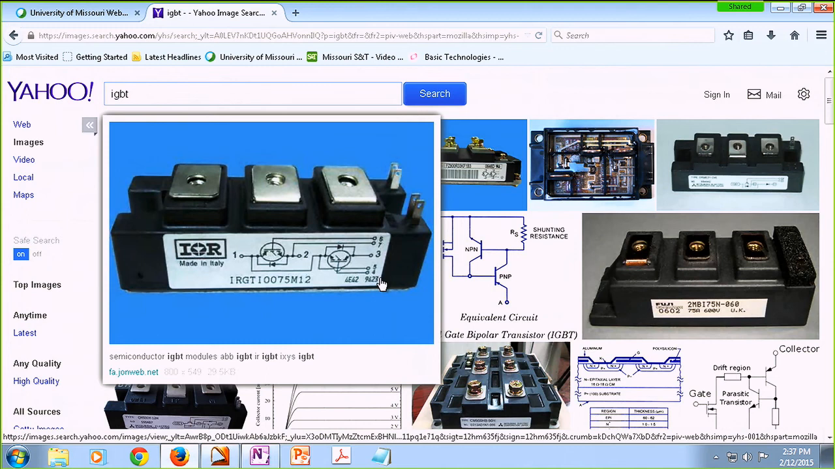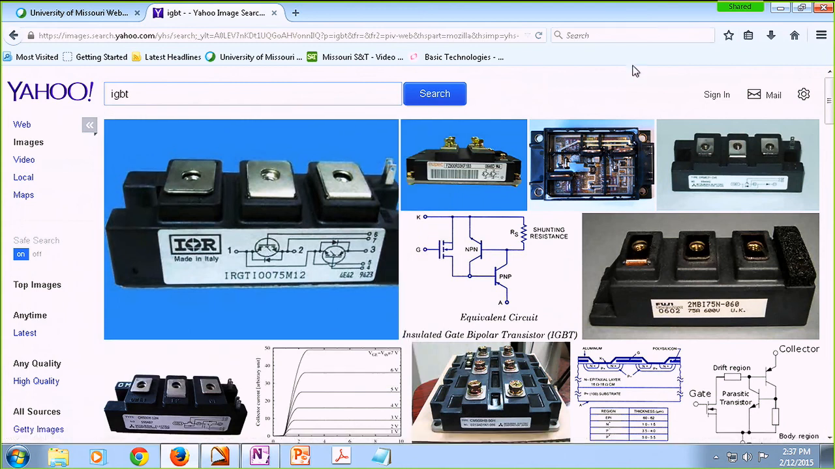They are slower, although faster and faster IGBTs are coming to the market, but they can handle a higher amount of power. So if you, for instance, have a high power electric motor, you would definitely find IGBTs driving that electric motor, something like this.